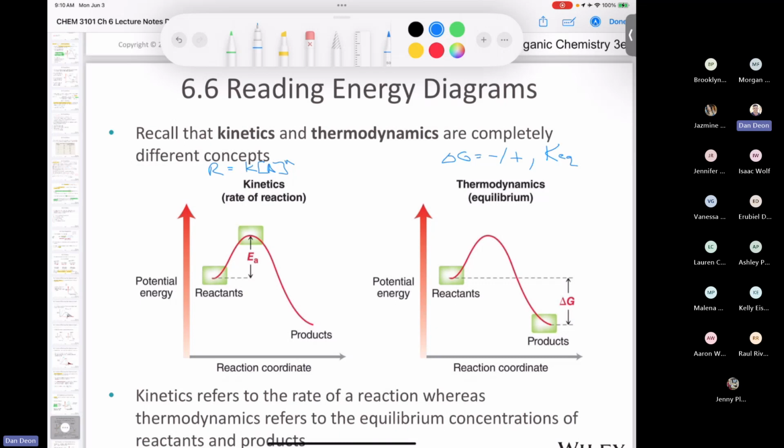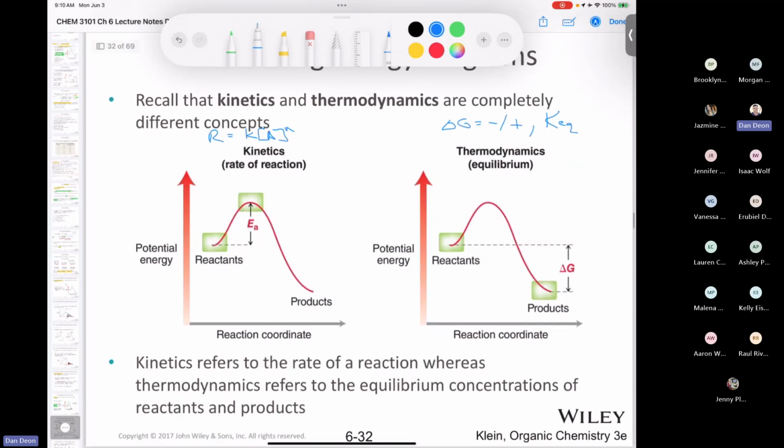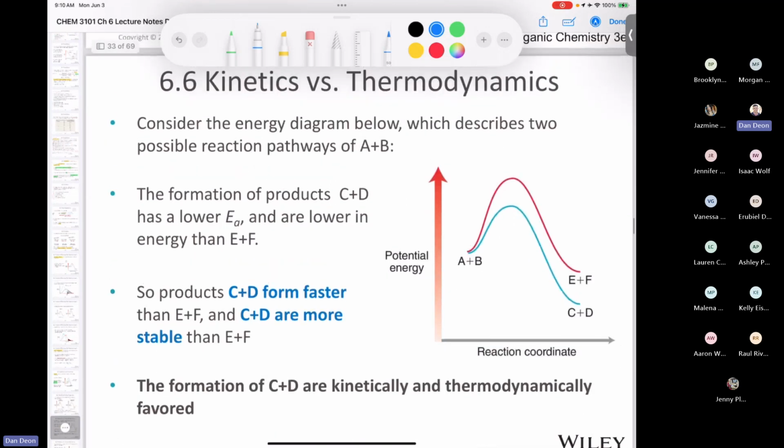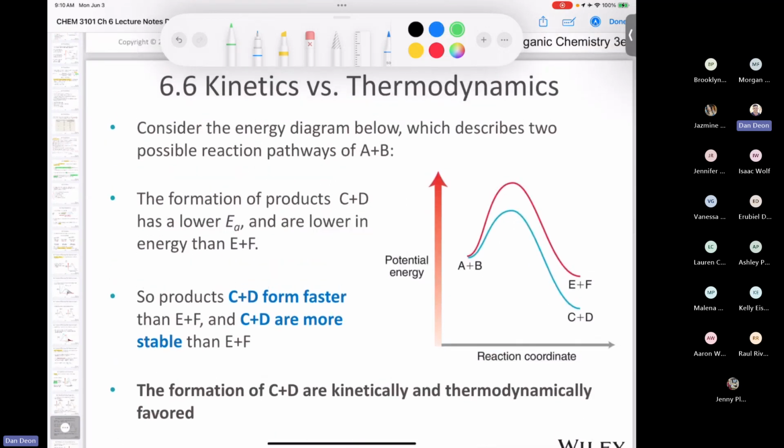So again, thermodynamics tells us how much of the products we are going to have when this thing's all done, when it reaches equilibrium. And kinetics tells us how fast the reaction is going to go. Okay, so kinetics refers to the rate, whereas thermodynamics refers to equilibrium concentrations, how much reactants and how much products do I have at the end. They're two different concepts.